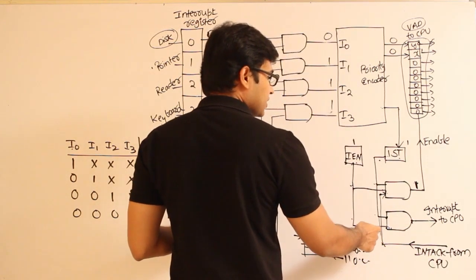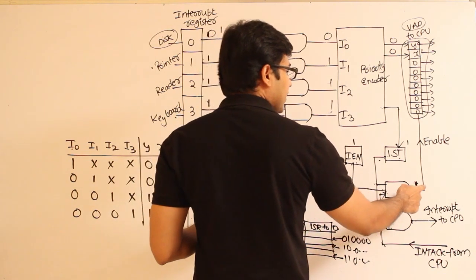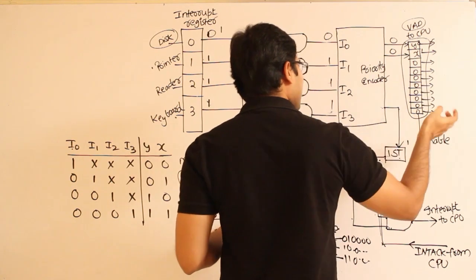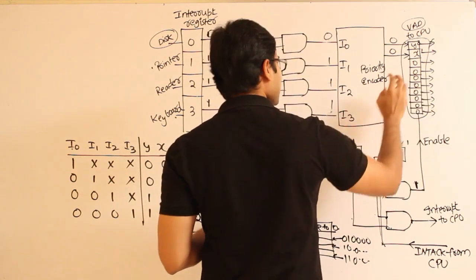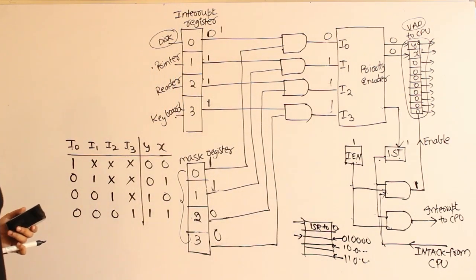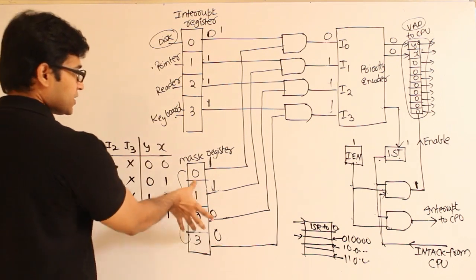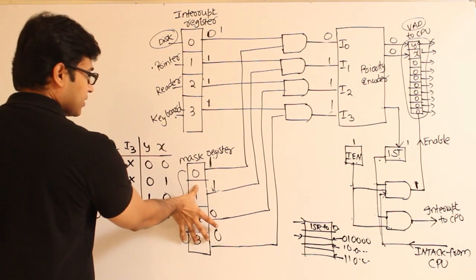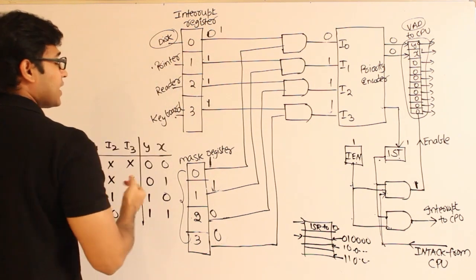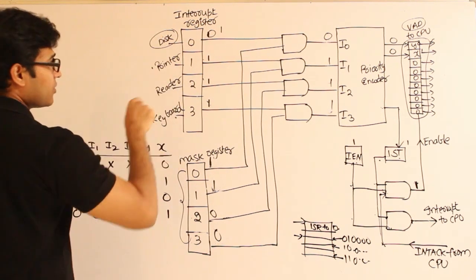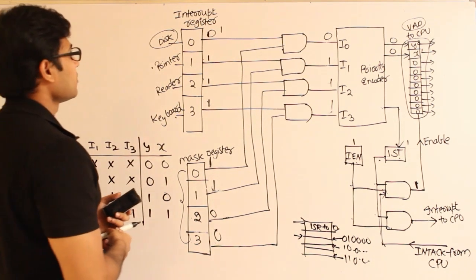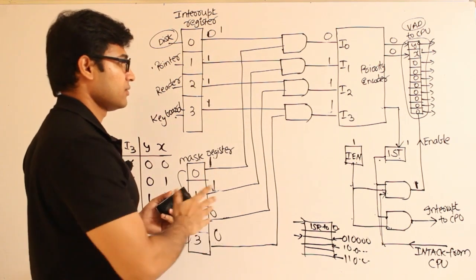Now this acknowledgement signal will come here, which will enable this particular address, and this address will be sent to the CPU. The CPU will load the program counter with this address, and automatically the interrupt service routine will start executing. And what will that program do? It will try to set this mask in such a way that a lower priority device will never interrupt a higher priority device, and a higher priority device should be able to interrupt a lower priority device. Got it? Okay, so this is how we are going to implement it in hardware.